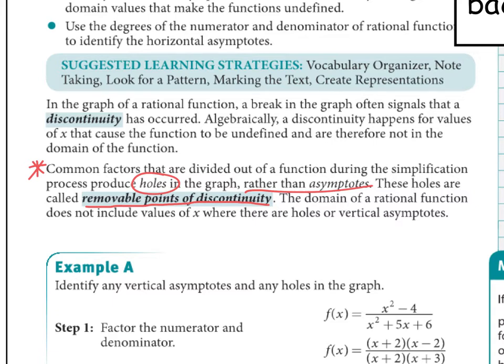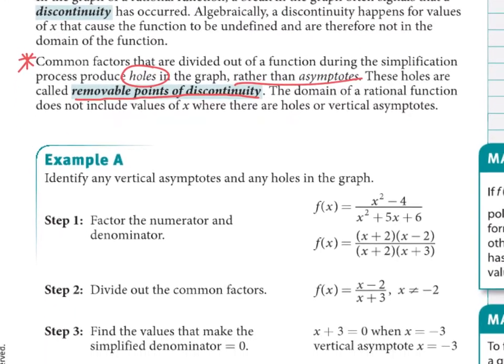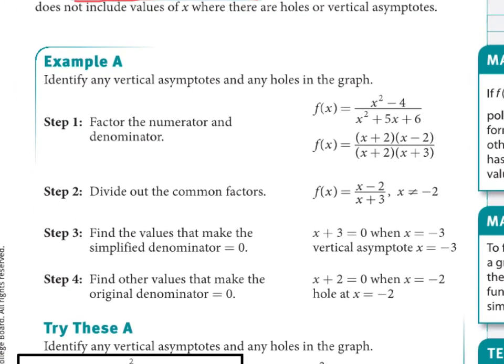Okay, so the domain of a rational function does not include values of x where there are holes or vertical asymptotes. Some problems will have both at the same time. Okay, let's take a look. Here's example A. They're giving us a nice expression similar to what we saw in the warm-up: x squared minus 4 over x squared plus 5x plus 6.